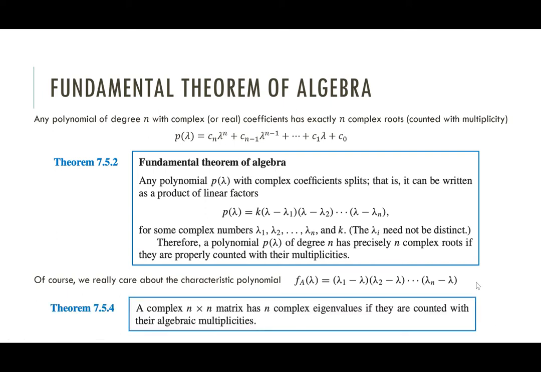And so as a direct consequence of the fundamental theorem, we get that a matrix has n complex eigenvalues if they're counted with their algebraic multiplicity. This is a complex matrix, but really this could be a real matrix also, and it has n complex eigenvalues counting algebraic multiplicity. So that's cool. This is something we didn't have before. And let's see this in action.